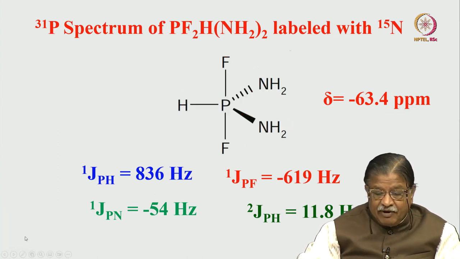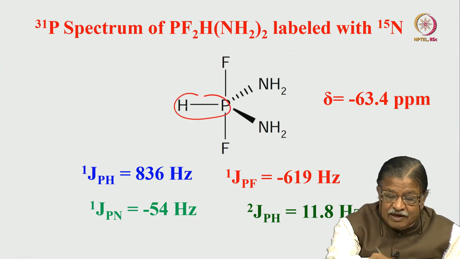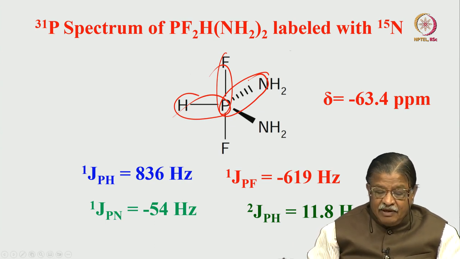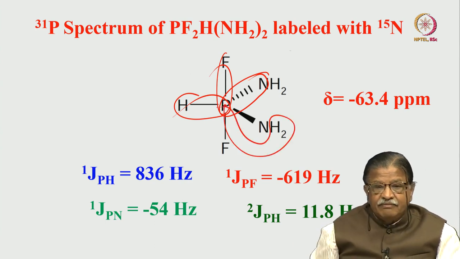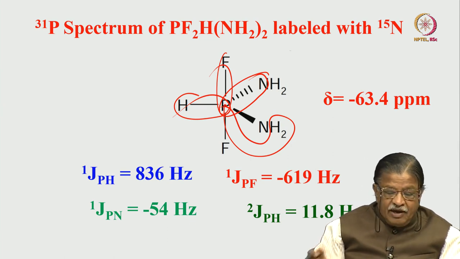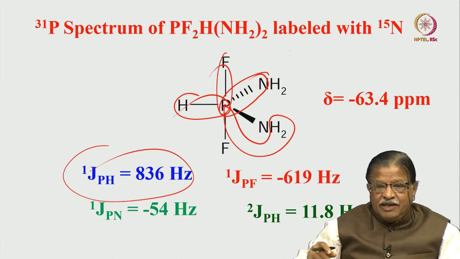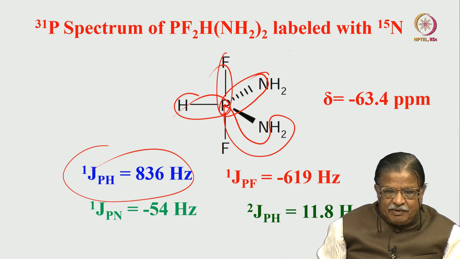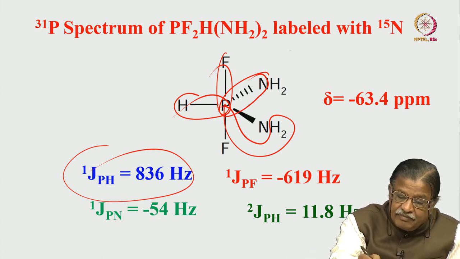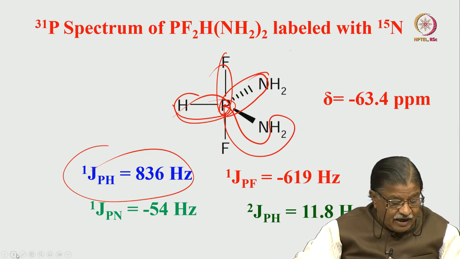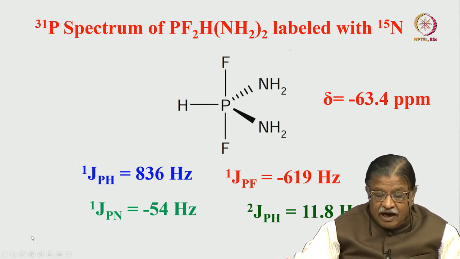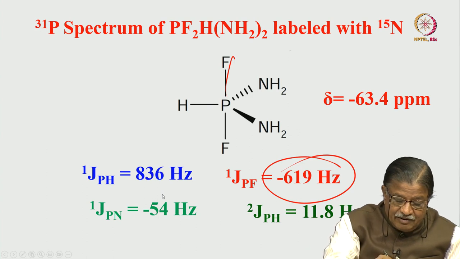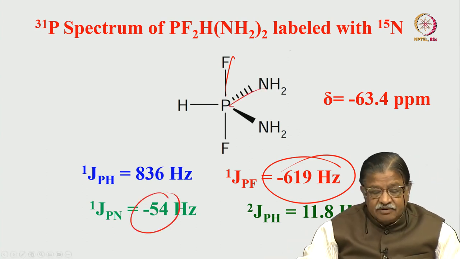Now, we are looking at the phosphorus NMR. This phosphorus can have one heteronuclear coupling, another, another here because of nitrogen labeling, and also another heteronuclear coupling like this. 4 different heteronuclear couplings. I have given you the approximate values because the analysis has been done; I do not want to measure and keep spending time analyzing the spectrum for you. One bond PH coupling is 836 hertz, very, very large. And one bond PF coupling is also large. And one bond nitrogen-phosphorus coupling is also quite large, 50 hertz.